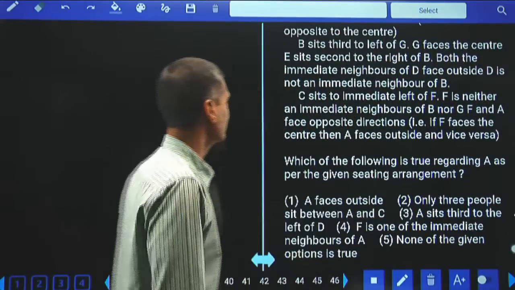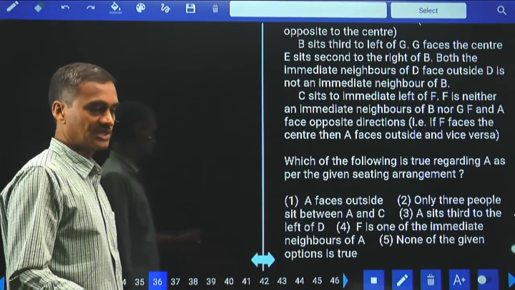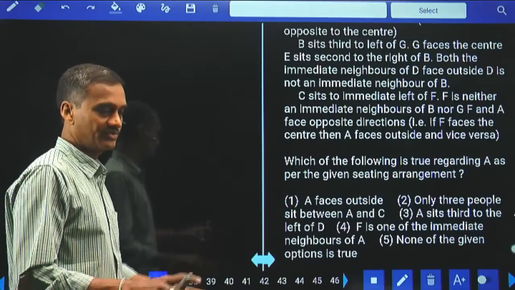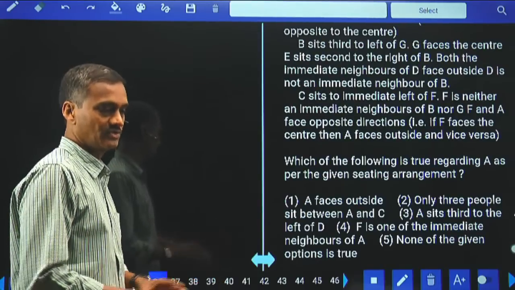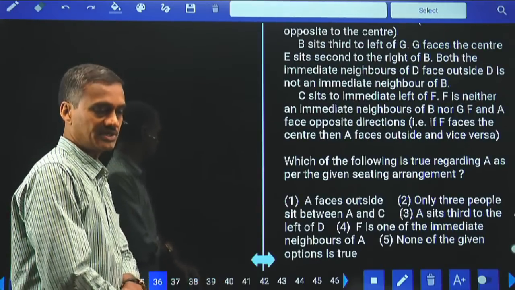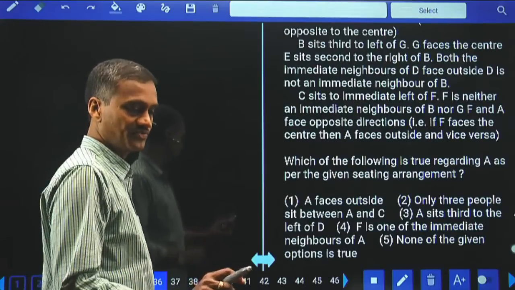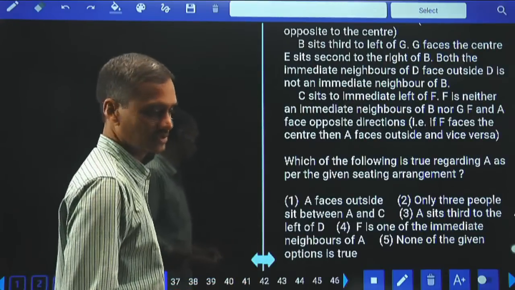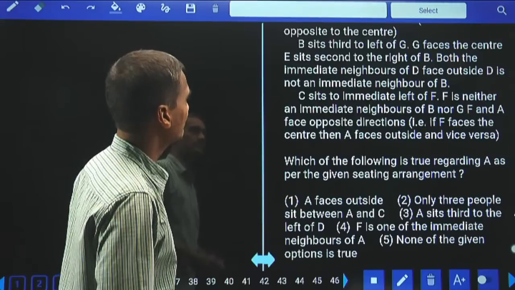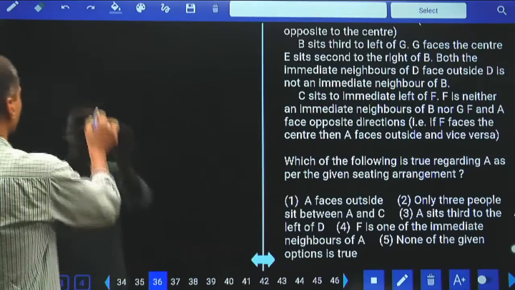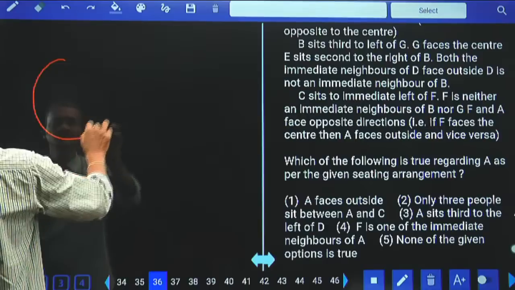Then coming to condition number 1. In these type of questions, as we had discussed earlier, whenever inward and outward is given, the first thing we need to identify is whether any information is given about any person facing inward or outward. Now in this one, G faces the center is clearly given. Hence, this is the first case.